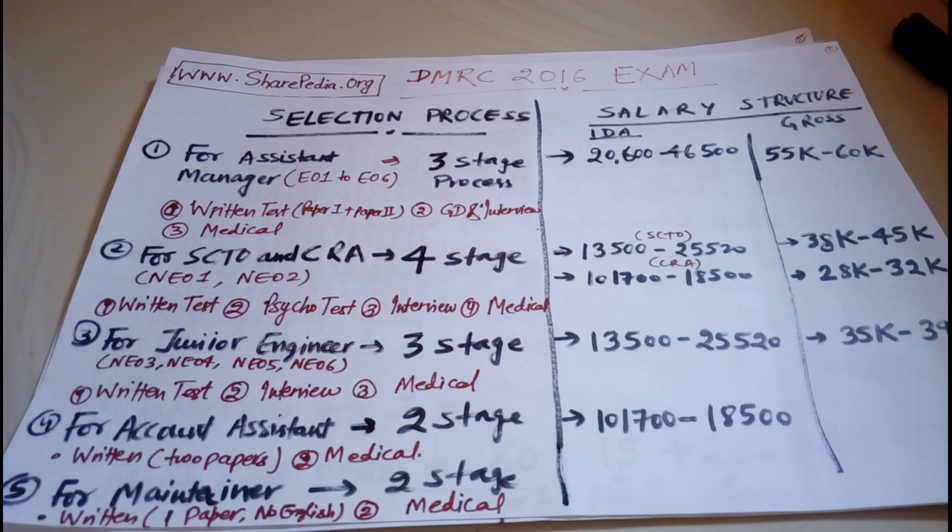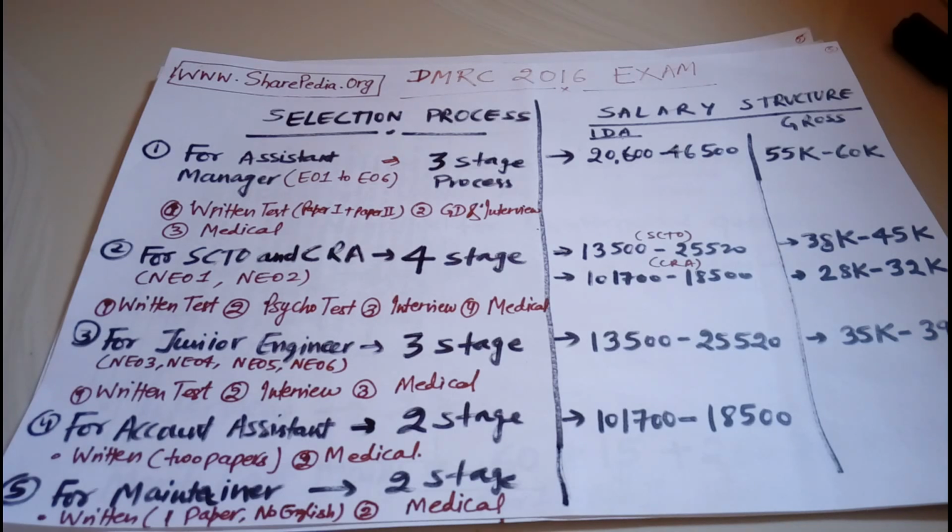So for the exact salary, you are requested to visit the official DMRC website www.delhimetrorail.com. And if you talk about station controller, its IDA is 13,500 to 25,520. And if we talk about gross salary, station controller has various allowances, and the gross salary comes to 38,000 to 45,000. It varies between 38,000 and 45,000.